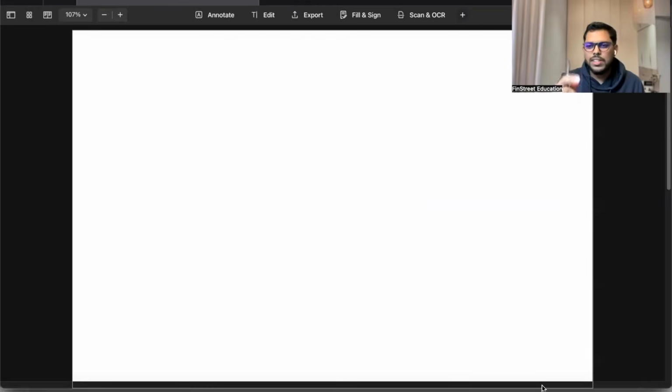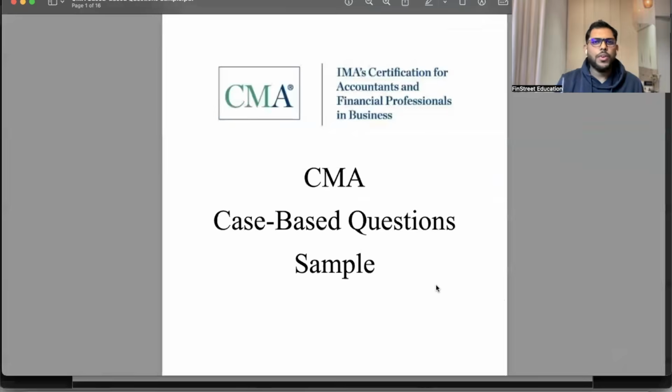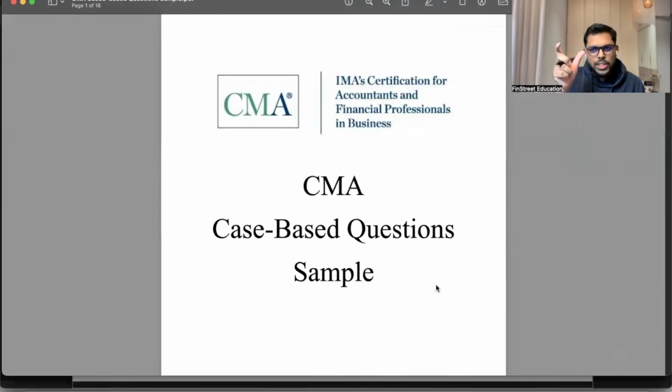There's a sample CBQ booklet released by IMA. So this is something we are going to refer today. I'll be going through the complete question. पूरा story समझ लेंगे आज. Okay. Once the story is clear to us, I will explain the story. Second thing, I'll also give you some revision around the concept that is related to the story.